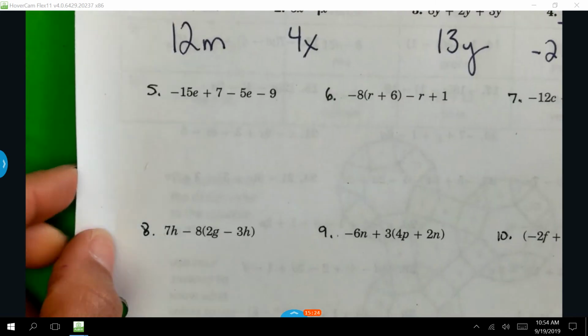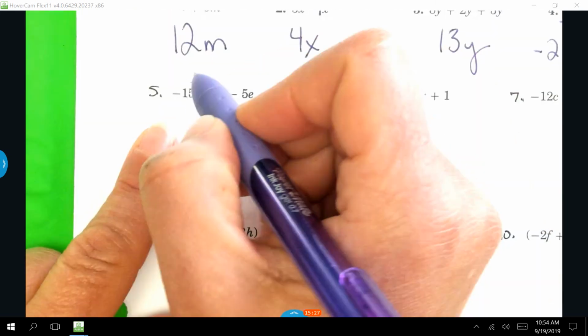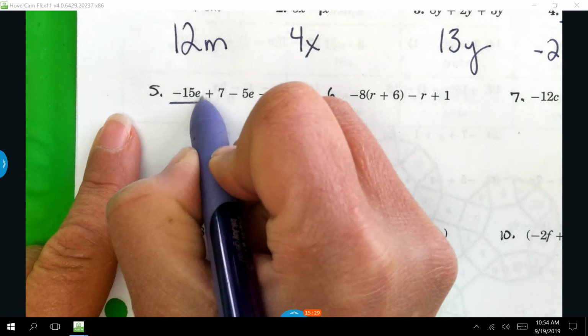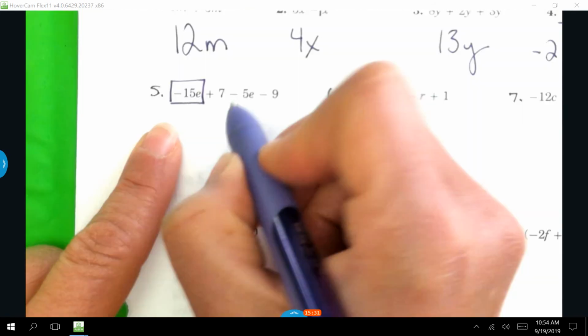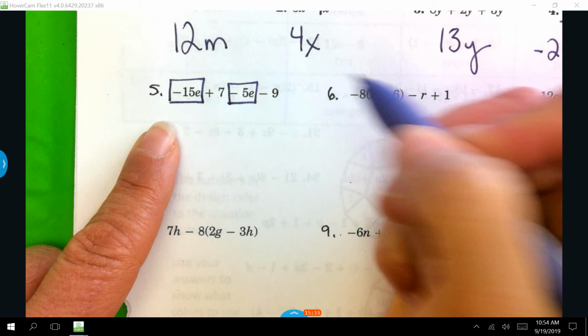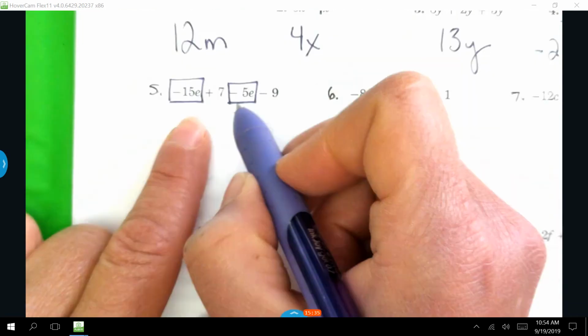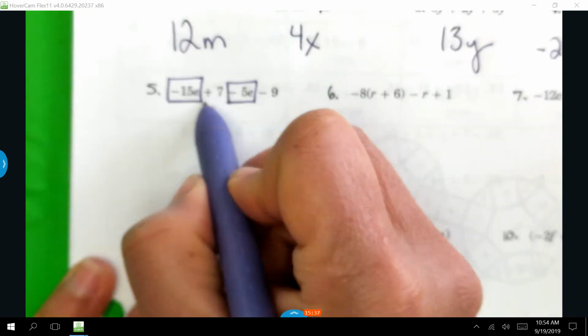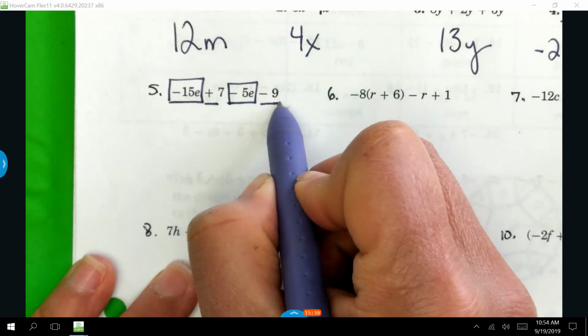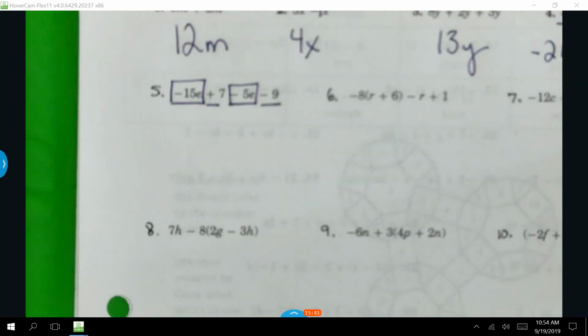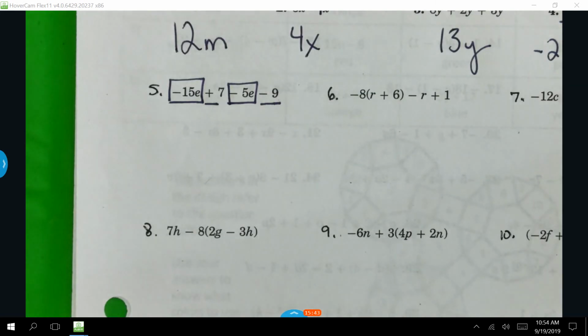All right, number 5. Can we see this? Yes. We have a negative 15e, and we have a negative 5e. So I put boxes around those. And then I'm going to underline my positive 7 and my negative 9, which are my constants. Okay, so like boxes go with boxes and underlines go with underlines.